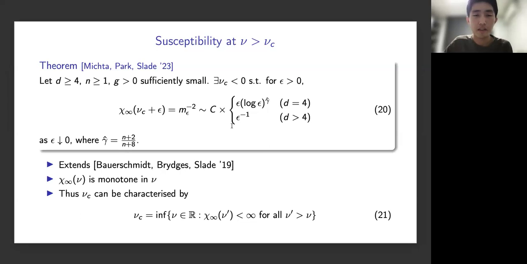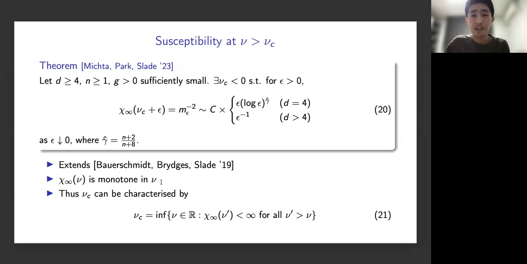You might notice that this theorem is very similar to the Bauerschmidt, Brydges, and Slade result I showed you earlier, because it simply extends their results. However, it does significantly more, because in their case, they required epsilon to be sufficiently small. In our case, epsilon can be any positive number. And also, we proved that chi infinite is a monotone function in nu.